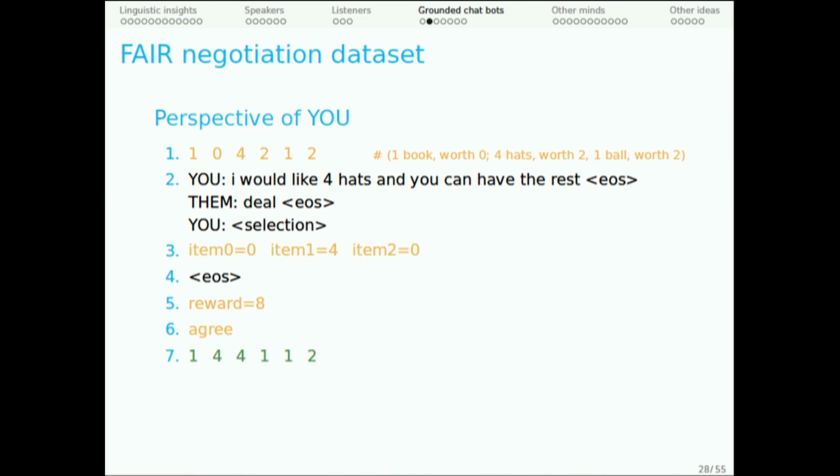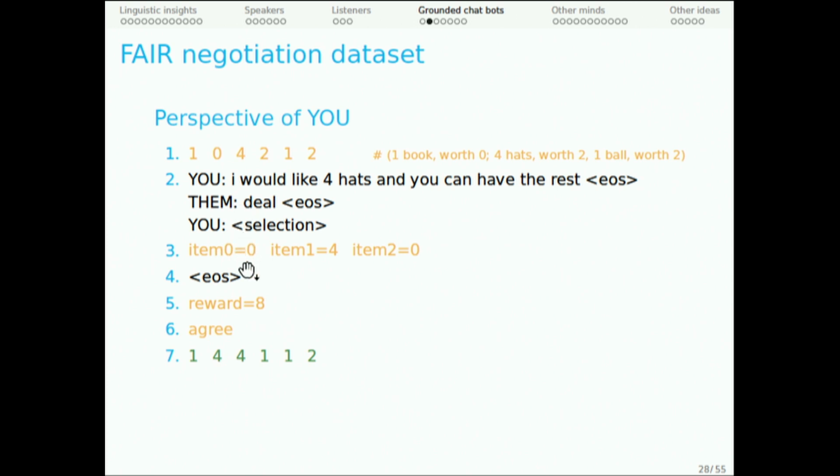Here's what the data actually look like. It's kind of confusingly encoded for a human, but maybe easy for your neural model. So this is the representation for, there are two perspectives, you and them. This is the you perspective. And this string of digits up here is saying that you have one book worth 0, 4 hats worth 2, and 1 ball worth 2. And then you get this little dialogue, and then the outcome.